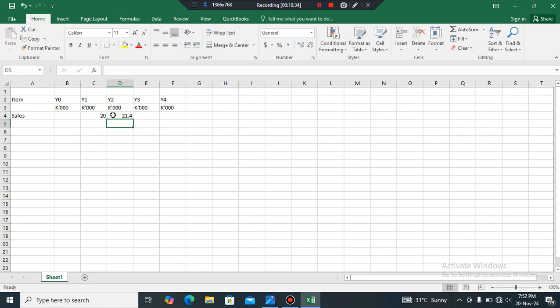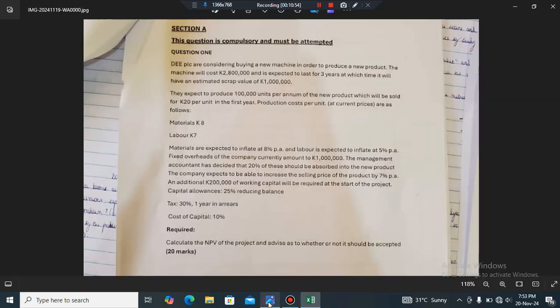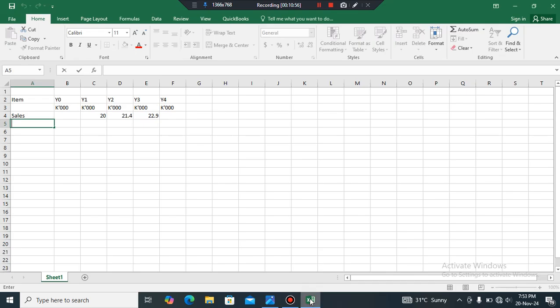And then we also inflate this same 21.40, multiplying it by 1.07 because the inflation is 7%. Then we have 22.898, which is just 22.90. Then the next thing that we have here is materials.